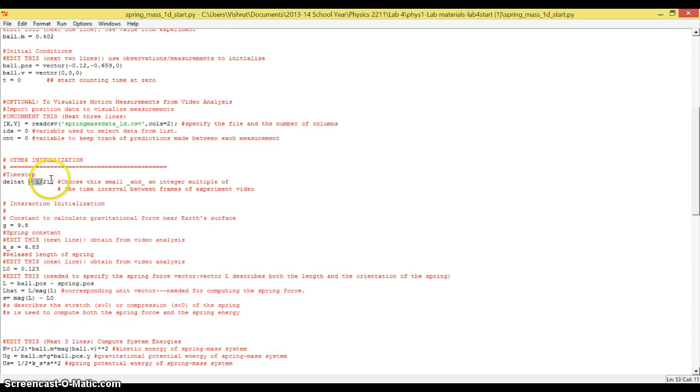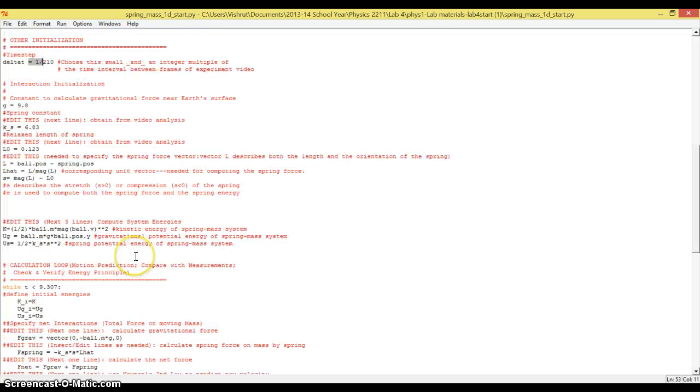We set constants such as gravitational force, K sub s, L naught, L hat, and S. S in particular describes the stretch and compression of the spring. So when S is greater than 0, there's a stretch, and when S is less than 0, there's a compression of the spring. We computed the system energies with the kinetic energy of the spring mass system, gravitational potential energy, and spring potential energy of the spring mass system.